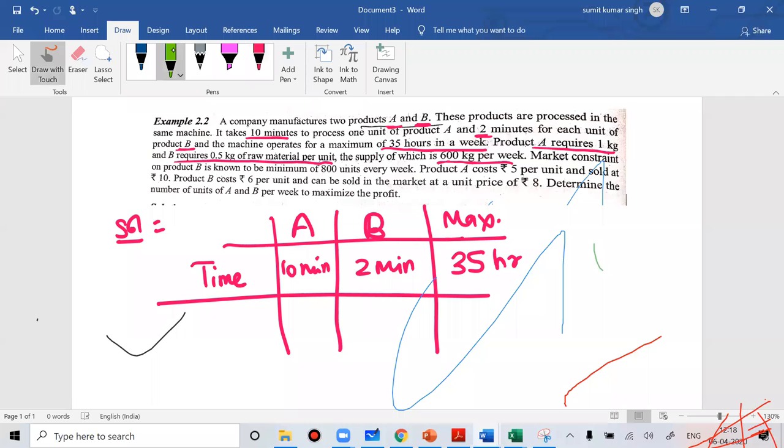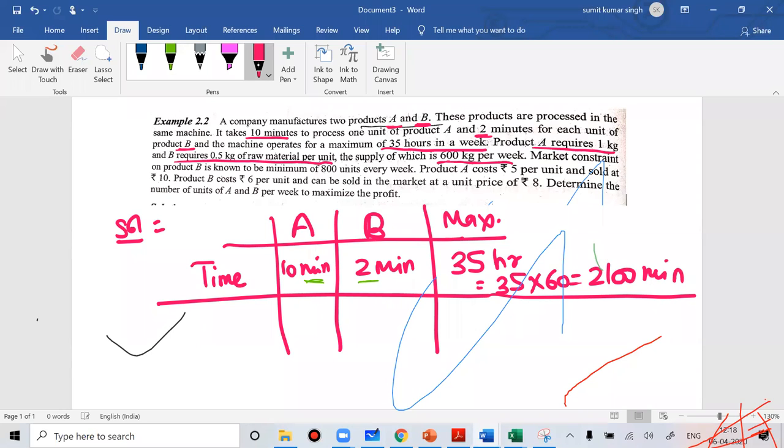And if you notice, they are in minutes. So what you can do, you can convert the hours into minutes. So 35 hours is equal to how many minutes? That is 2100 minutes. So I've converted hours into minutes. So a company manufactures two products, A and B. For one unit of A, it requires 10 minutes, and for one unit of B, it requires 2 minutes. And the maximum time they have is 35 hours in a week. Here the time is again very important.